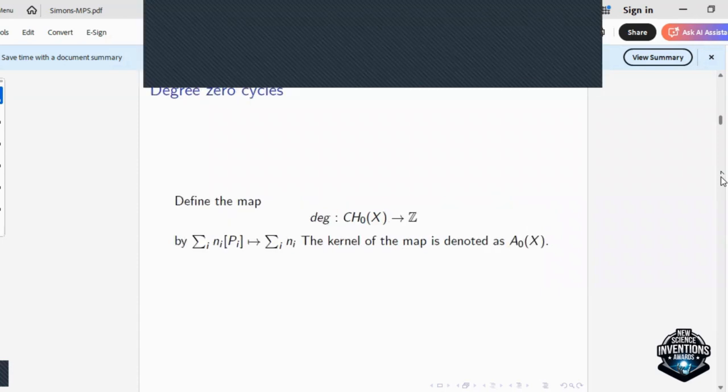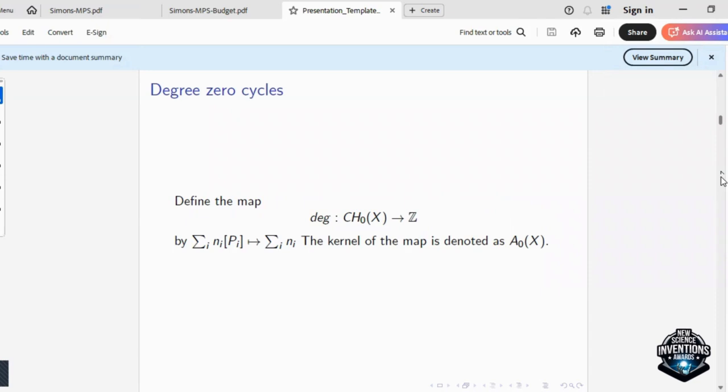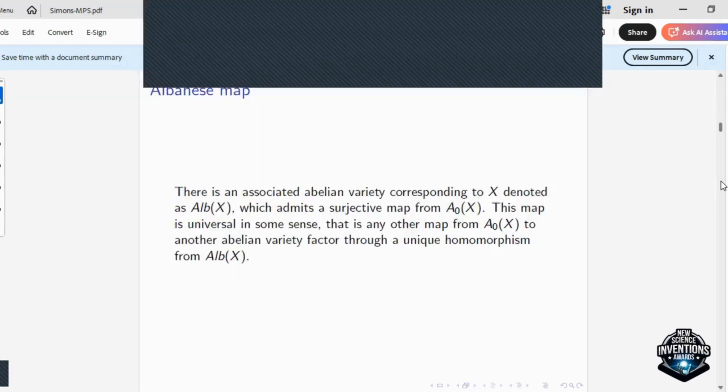Now define a natural map from CH_0(X) to the integers. An element of CH_0(X) looks like a sum of n_i times the classes of some points, and we send it to the sum of the integers, which are the coefficients. The kernel of this map is denoted A_0(X). These are called degree zero cycles.